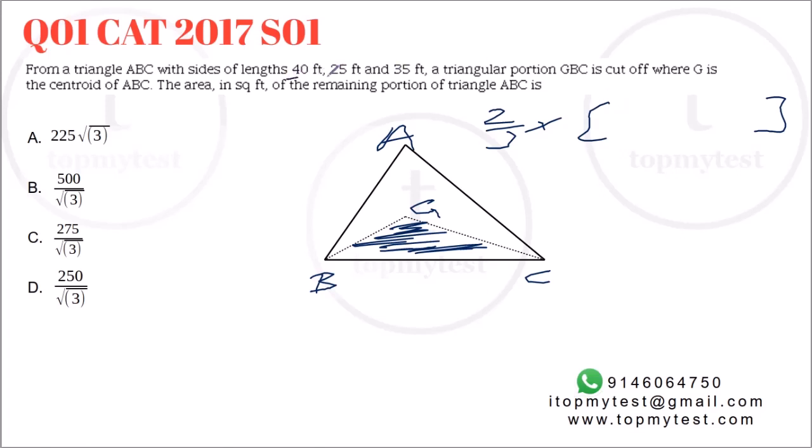Now, what will be the area of the triangle? I know the three sides of the triangle, so using Hero's formula, I can find out. Let's do it. What will be the perimeter? 25 plus 35, 60. 60 plus 40 is 100. Semi-perimeter will be 50. So using Hero's formula, it will be 50 into 50 minus 40 is 10, 50 minus 25 is 25, and 50 minus 35 is 15.